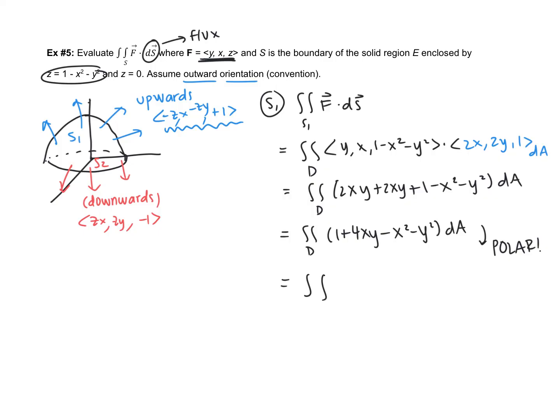So if we convert this to polar, it's going to be 1 + 4r² cos θ sin θ - r², since x² + y² is just r². And if you remember, when you convert to polar, you get an extra r, dr dθ. Our r is going from 0 to 1, and θ is going from 0 to 2π. Now, I'm not going to spend time to integrate this. I will tell you, though, if you do integrate it, you get π/2.